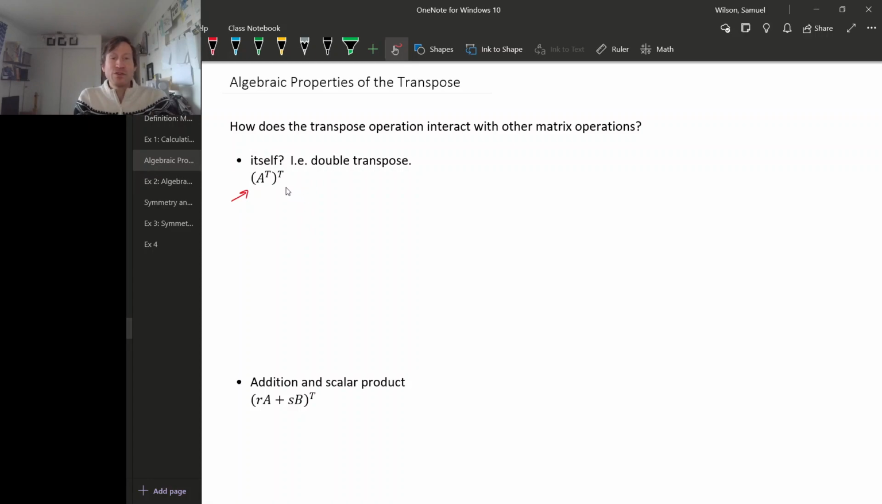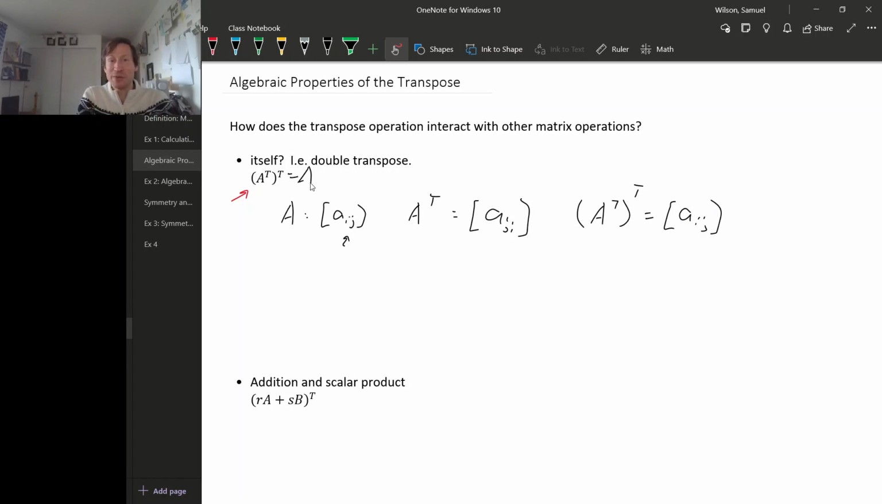So the first transpose is, if A is Aij, then the A transpose takes these entries and just switches how they're arranged, so it interchanges rows and columns. And then the double transpose, well, that just switches them back. So this is Aij again instead of Aji. So the double transpose is the original matrix.